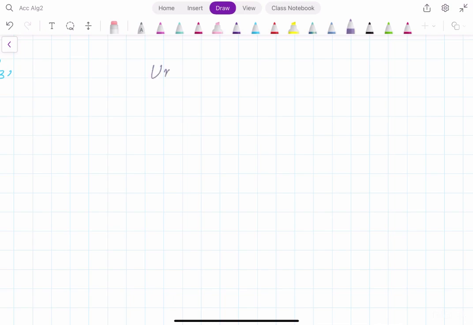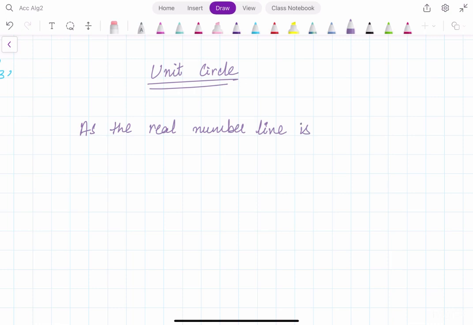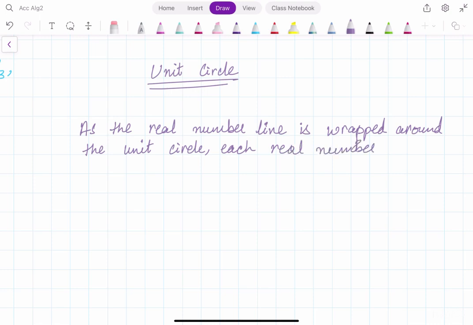Now, keeping the same thing in mind, let's take a look at the unit circle again. So, as the real number line is wrapped around the unit circle, each real number corresponds to a central angle.